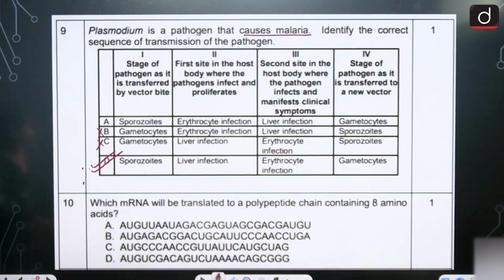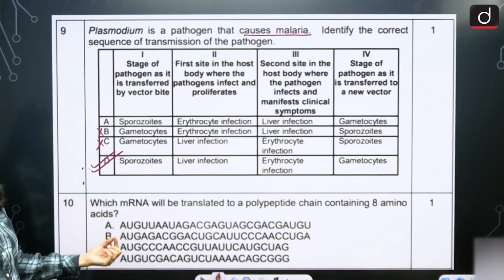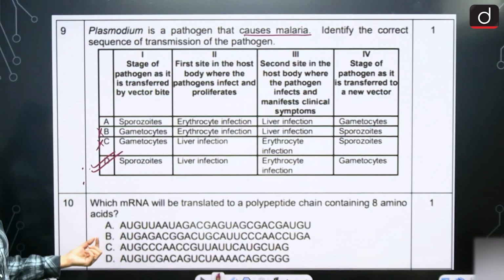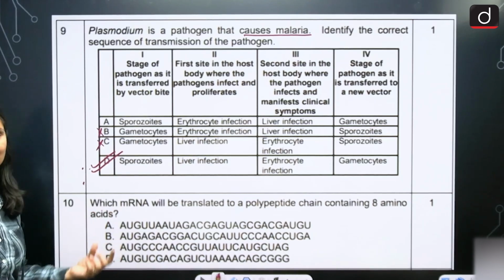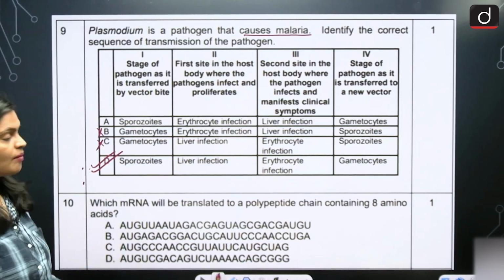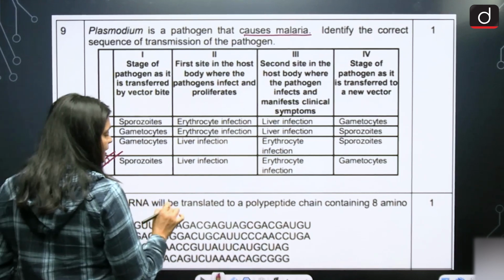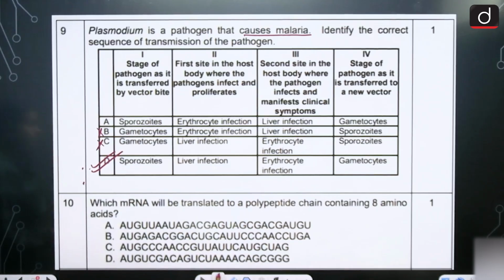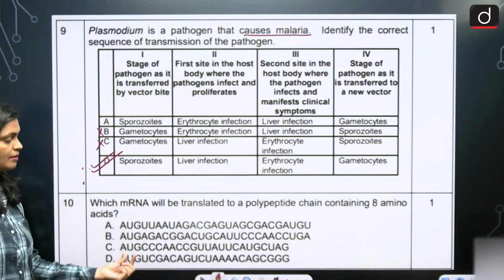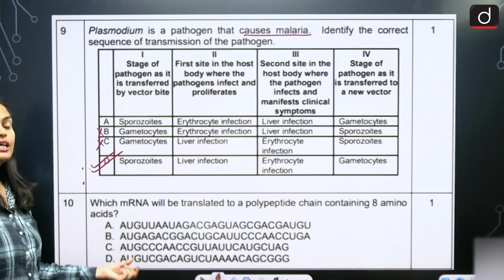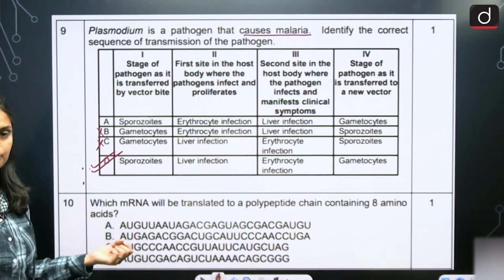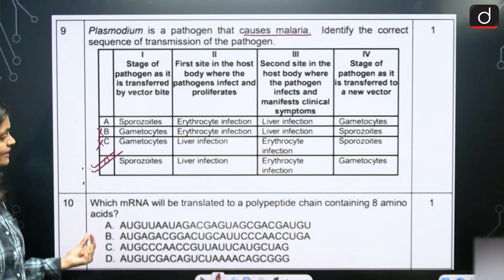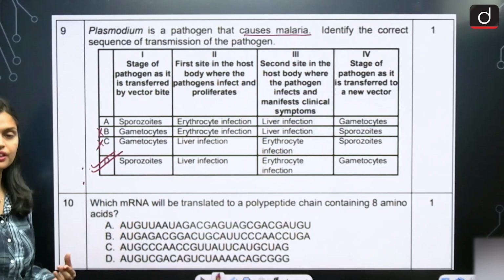Now the next question is: which mRNA will be translated to a polypeptide chain containing 8 amino acids. Okay, you have to tell which mRNA will be translated to a polypeptide chain. Which of these mRNA sequences will be converted into a polypeptide chain having at least 8 amino acids.